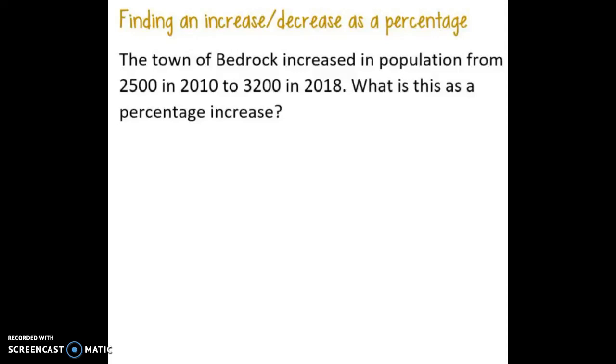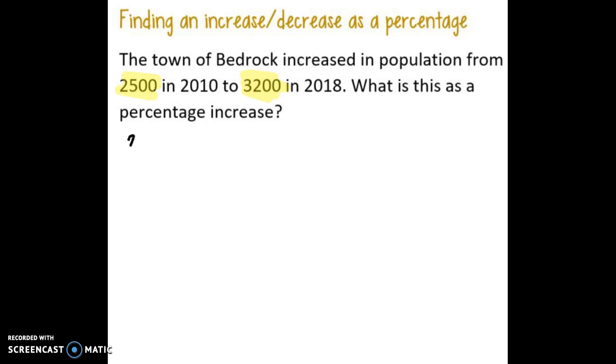So what we're doing here is finding an increase or decrease as a percentage. For example, in this case, the town of Bedrock has increased in population from 2,500 to 3,200. So what we do first is we look at the actual amount. So we find that it was 2,500 first, up to 3,200 in 2018.